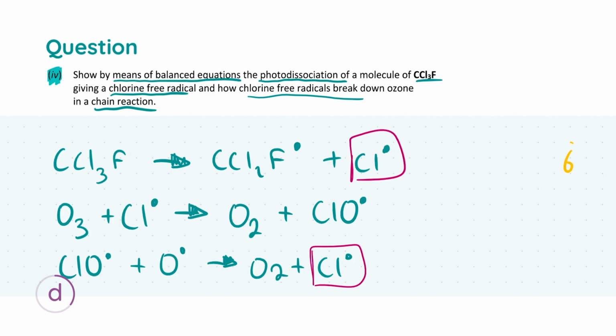So a total of 6 marks goes here, and that was broken down evenly between these 3 equations. So you got 2 marks for getting each of these right. 2 marks there, 2 marks there, and 2 marks there.